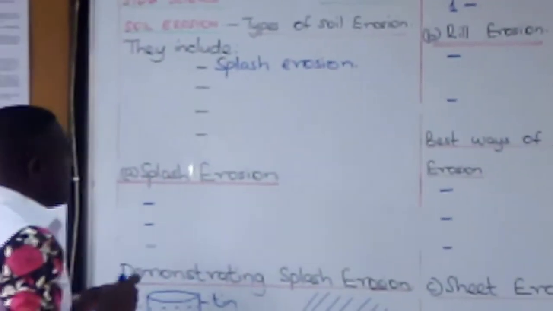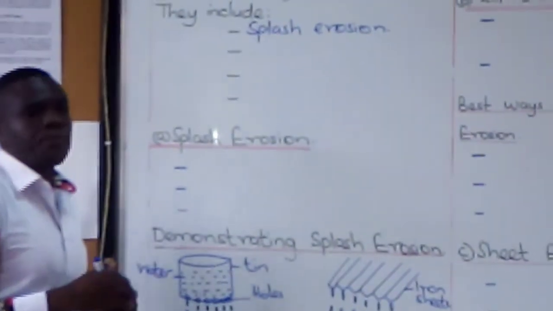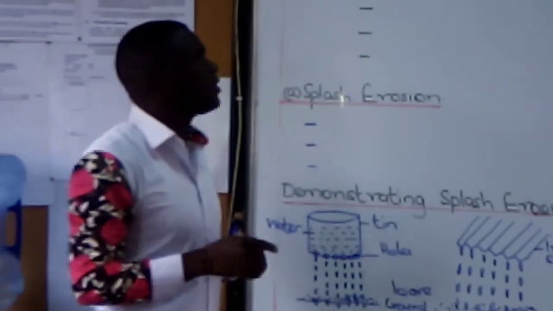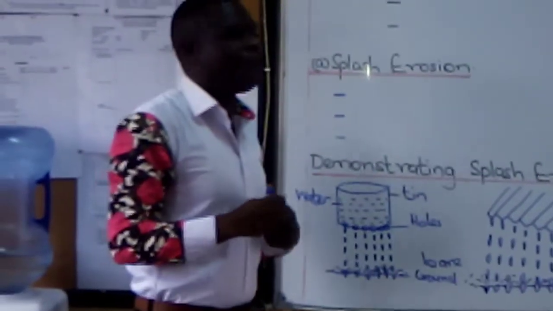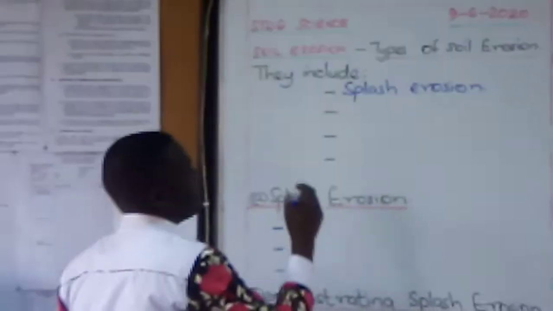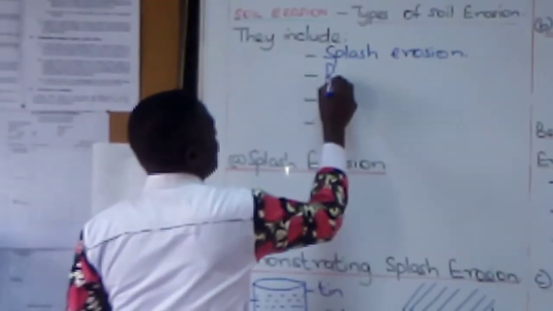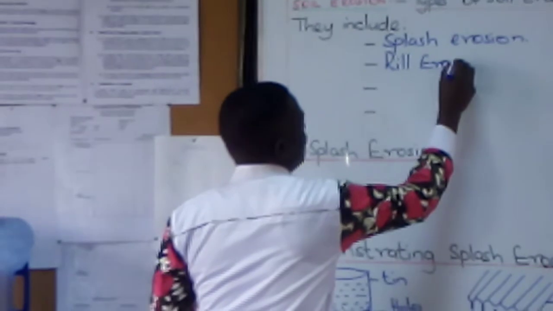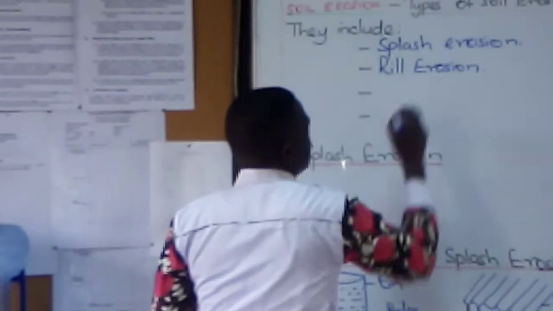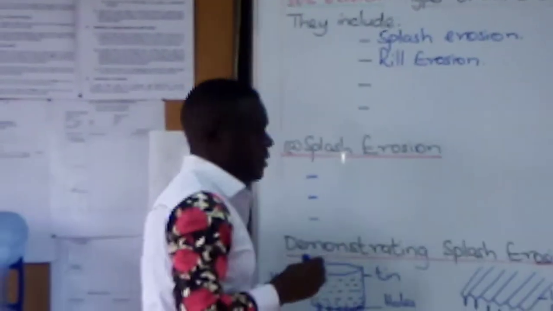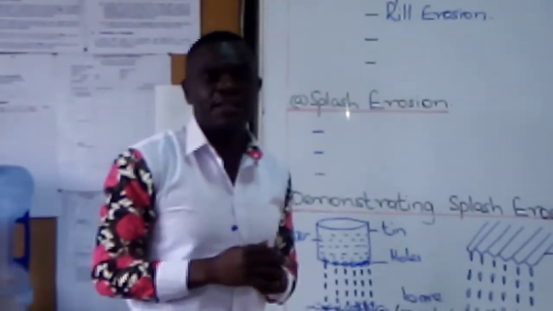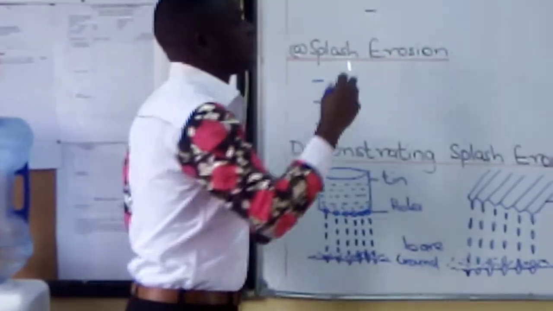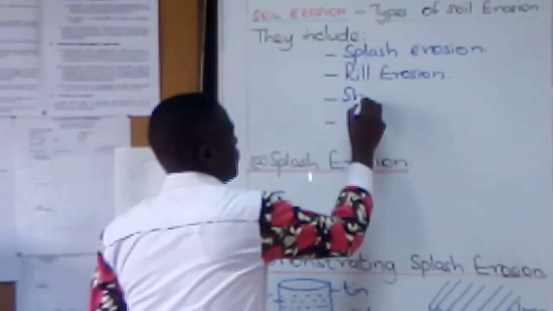Correct. Number 2, very well. Rill erosion. Number 3, Uriah, very good. Sheet erosion.